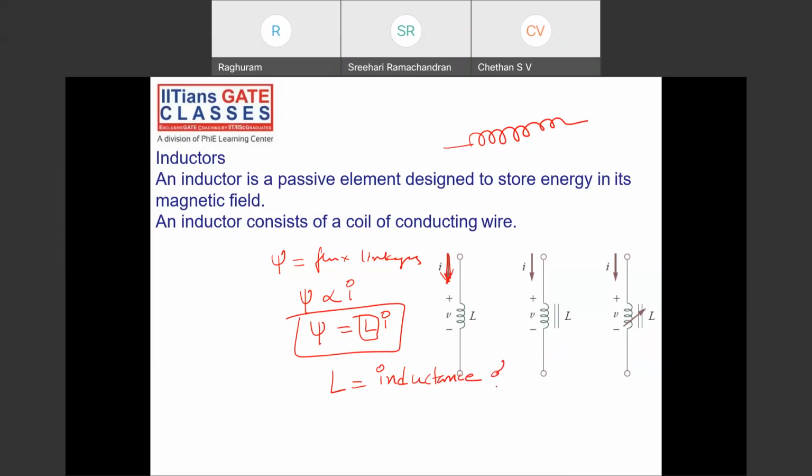Inductance of the inductor, similar to capacitance of a capacitor, is a property of the material. Inductance is nothing but the property of the inductor and is measured in henries. Psi is equal to L i, where psi is flux linkages. So what is the proportionality constant called? L, which is the inductance of the inductor, measured in henries.